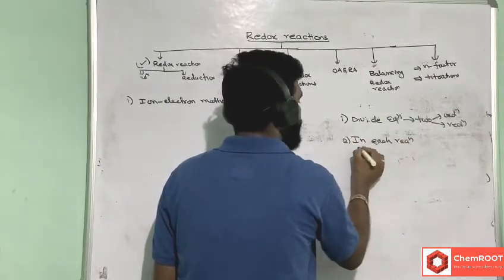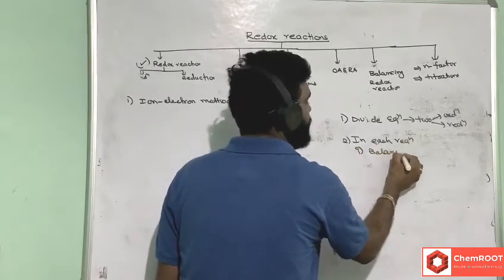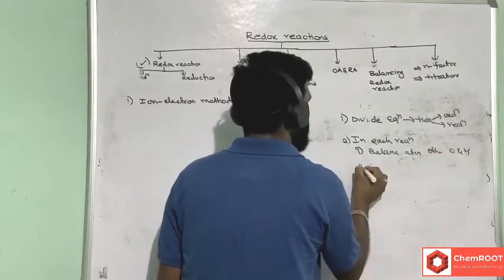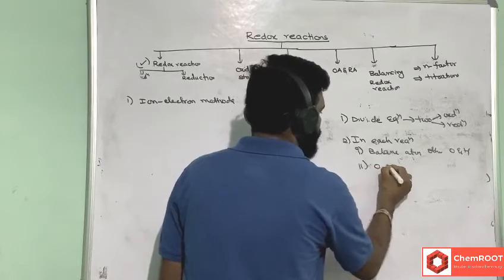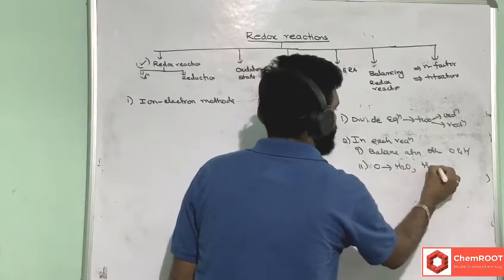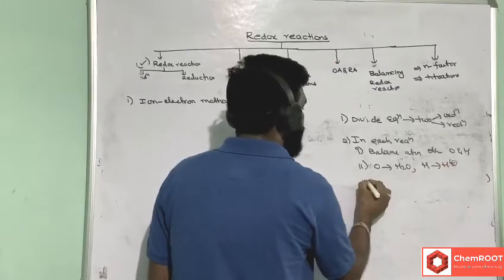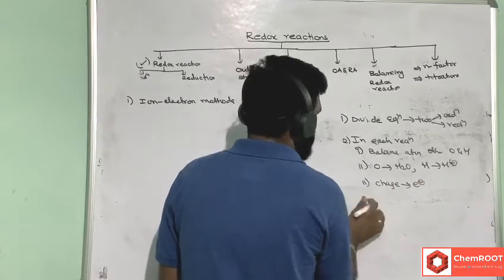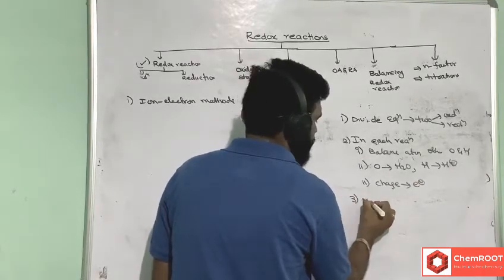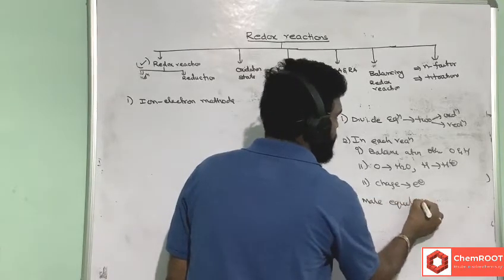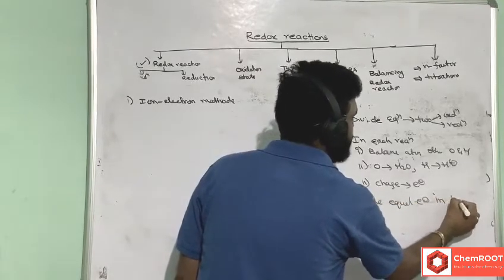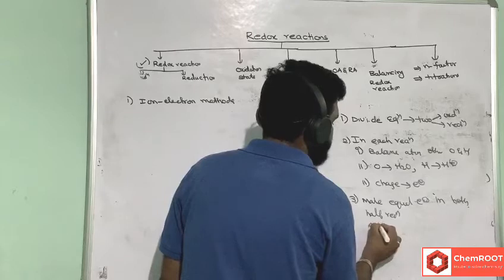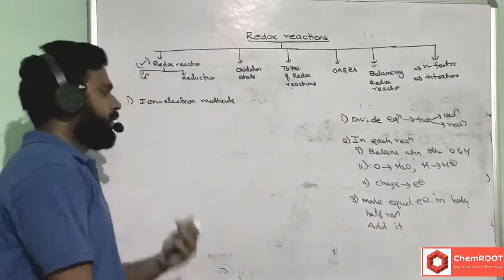In each reaction case, what we have to do: balance atoms other than oxygen and hydrogen. Next, oxygen you have to balance with water molecules, and hydrogen you have to balance with H plus ions, and the charge we have to balance with electrons. Then after this, make equal electrons in both reactions, then add them. So these steps are involved.